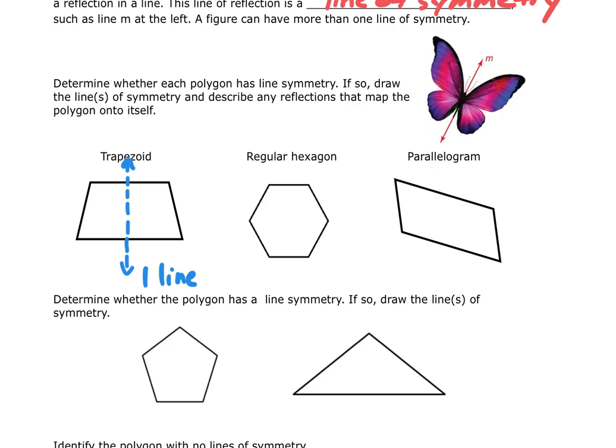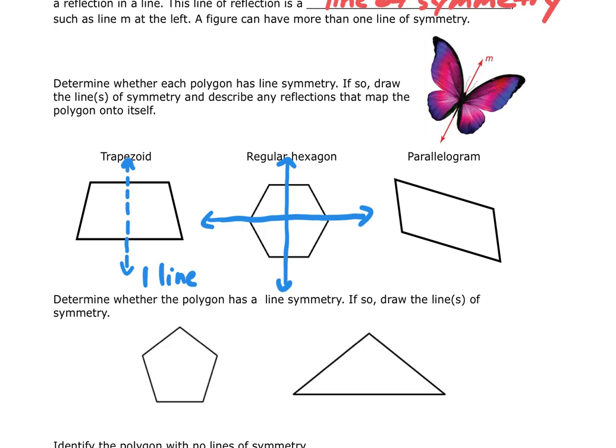A regular hexagon. As I draw lines of symmetry here, would that be a line of symmetry? Okay, that would be a line of symmetry. Vertical and horizontal would be okay, right? And that's the one most people think of when they think of lines of symmetry.